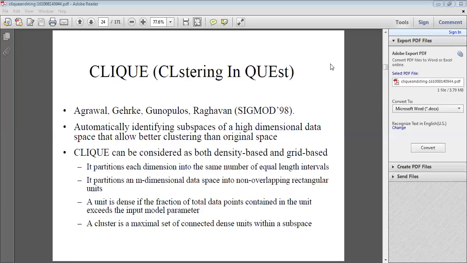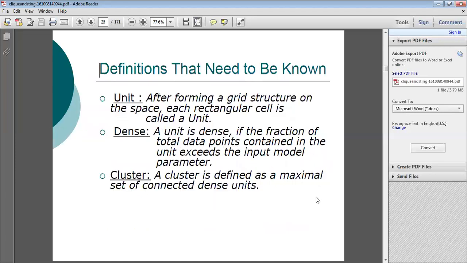In the CLIQUE technique, we also use the property of the Apriori algorithm. But before describing this property, we should define something in formal language, such as a unit or grid. After forming a grid structure on the space, each rectangular unit is called a unit or grid. In the grid-like subspace, a single grid is called the unit.